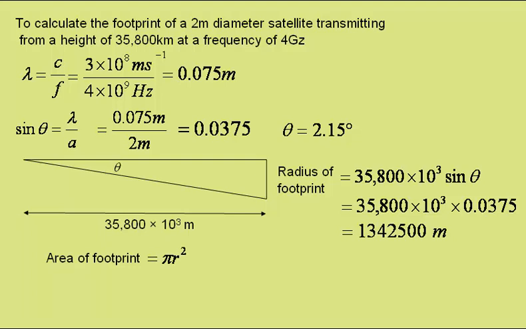To find the area of the footprint, we use the equation for the area of a circle, pi r squared, where this is our r, our radius. This is pi times 1342500 squared, a figure of 5.66 times 10 to the 12 square meters. Quite a large area.